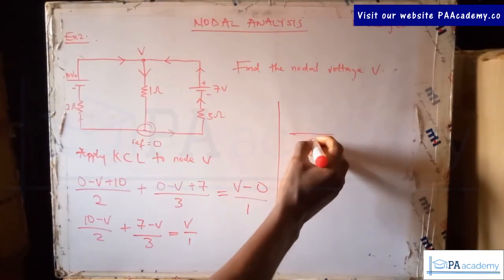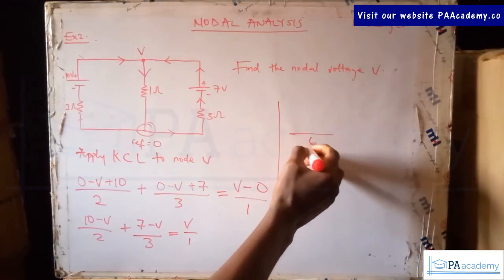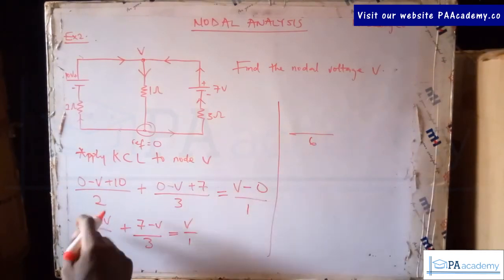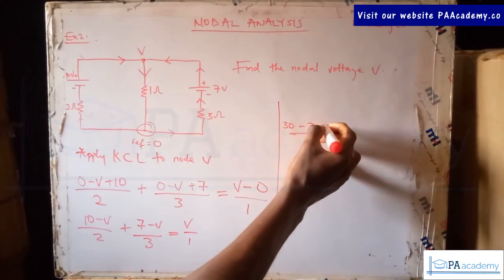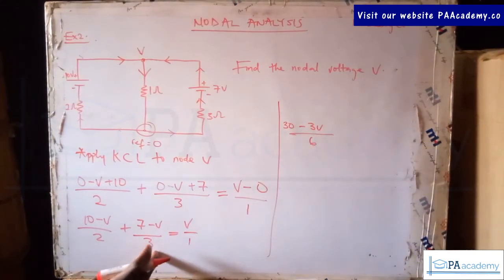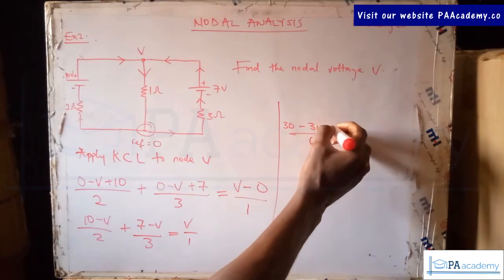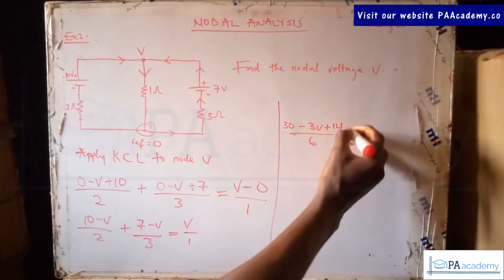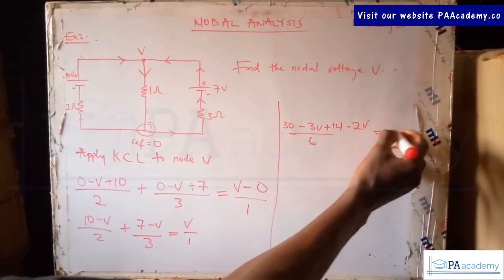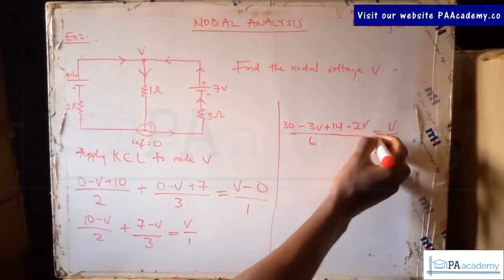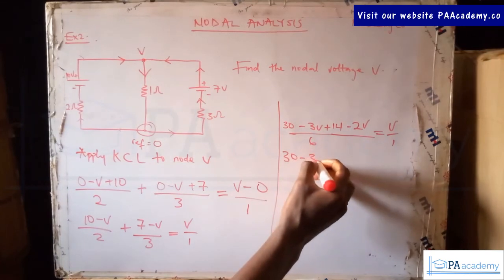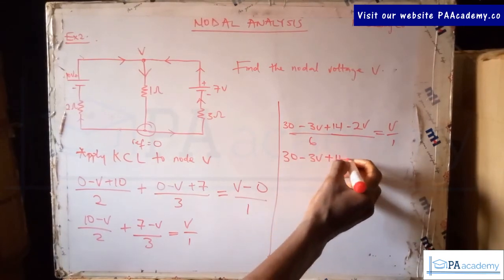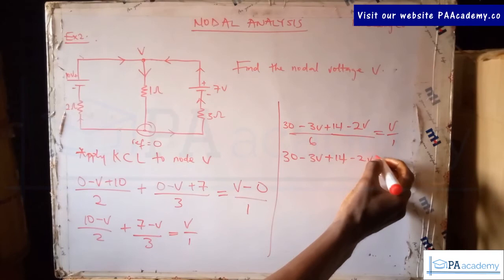Alright, so at this point now, what we just do is basic math here. The LCM here is 6. Then 6 divided by 2, that's 3. 3 times 10, that will be 30 minus 3V. And then 6 divided by 3, that's 2. 7 times 2, 14. That will be plus 14 minus 2V equals to V over 1. So once we cross multiply there, we are going to be having 30 minus 3V plus 14 minus 2V equals to 6V.